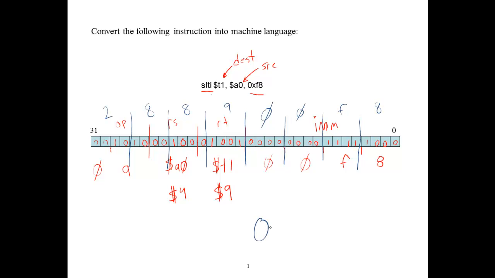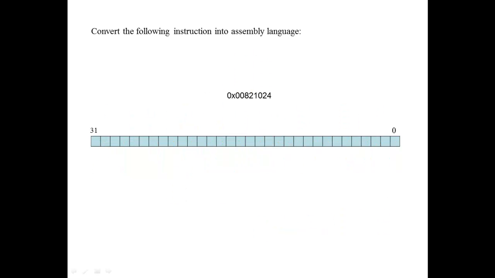And so the hexadecimal encoding for this set if less than instruction is 288900F8. In this problem, we're going to convert a machine language encoded instruction back into its assembly language equivalent. And the first step to doing this is to convert the hexadecimal representation back into a binary representation, because we're going to want to cut up the bits slightly differently.